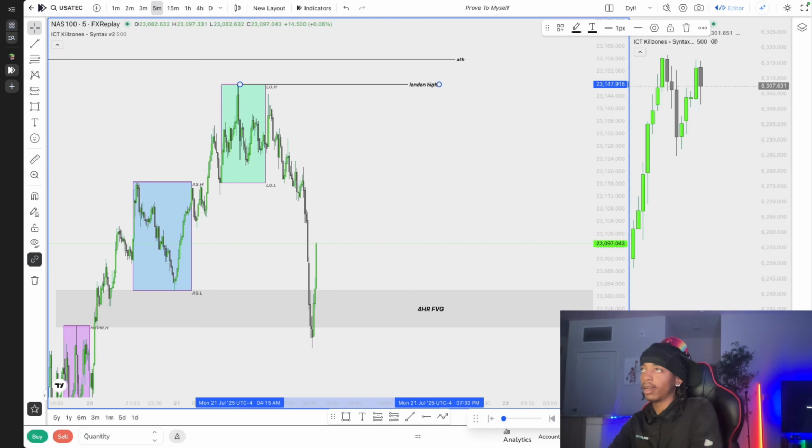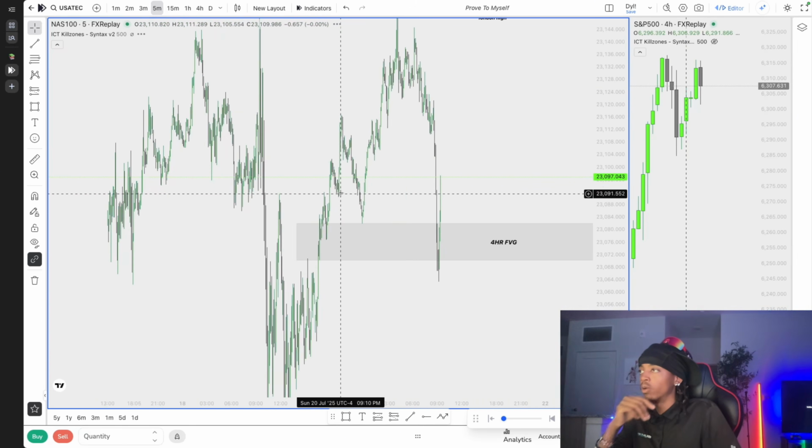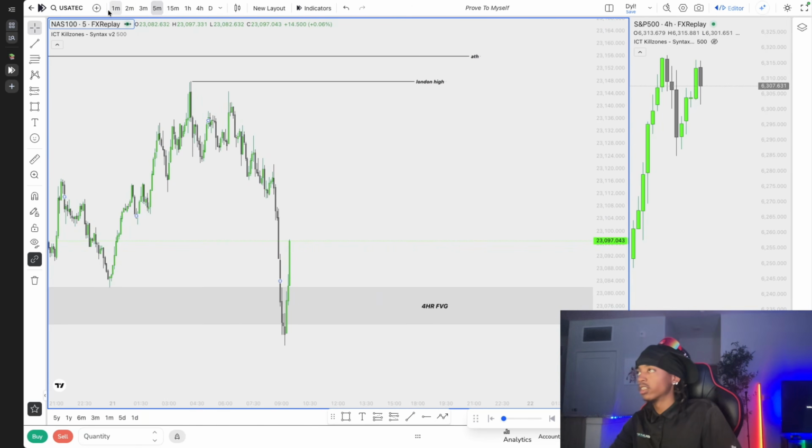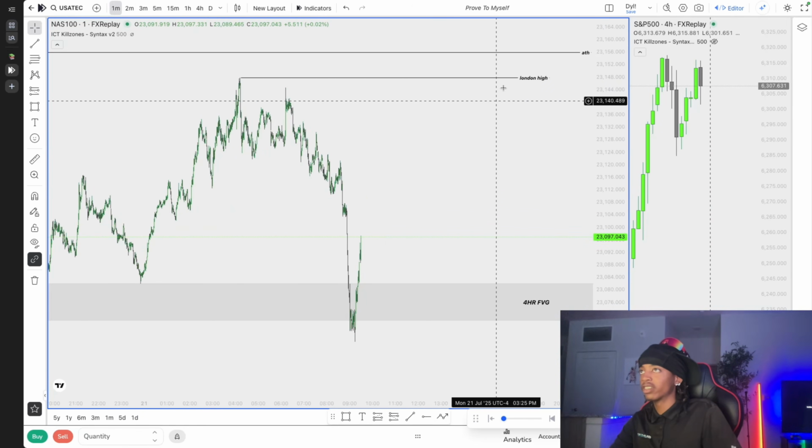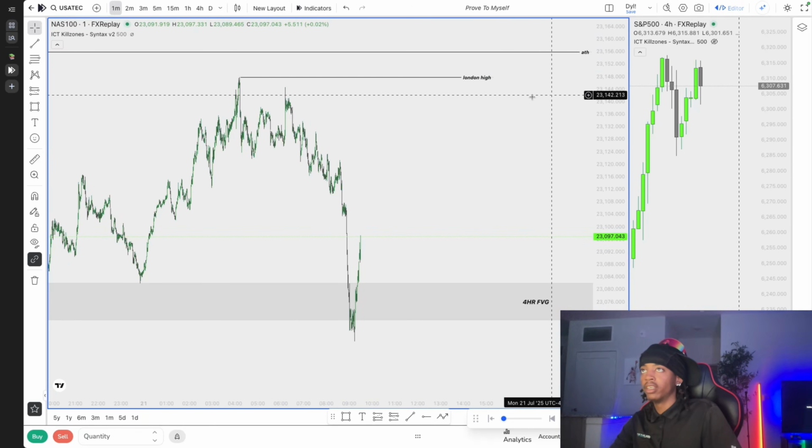We have this London high that's resting right above us. So I do like that as well. If this 4 hour holds below us, then I'm for sure longing. 1,000% longing. Just need to retrace right because we're kind of overextended on the entry. We are in discount on the range.